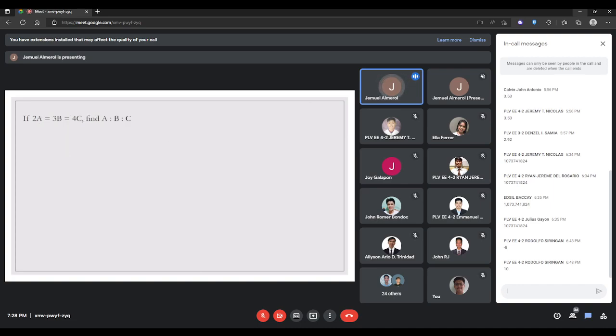Okay? Next, if 2A is equal to 3B is equal to 4C, find A is to B is to C. How can we solve this? You have 2A is equal to 3B is equal to 4C. Find A is to B is to C. Okay, let's solve. It goes like this. Let's get the LCD of the three. So the LCD, or actually LCM since these are not denominators, of 2, 3, 4, what is it? What is their LCM, guys?